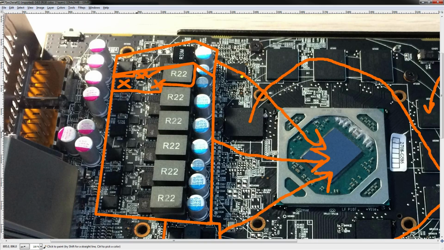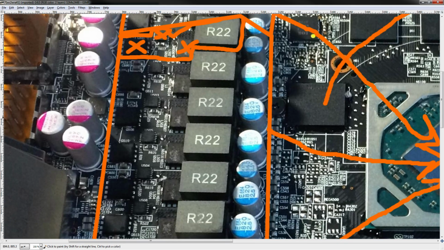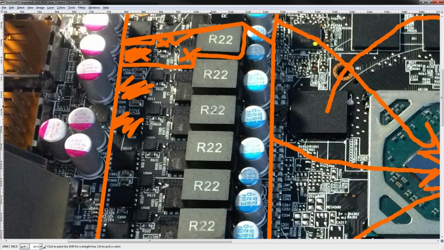So that's pretty much why Powercolor says not to run Furmark on the card when running the high power BIOS, because these things will go bye-bye. They will literally, one of them will catch fire, and then you'll get 12 volts pretty much straight to your GPU.